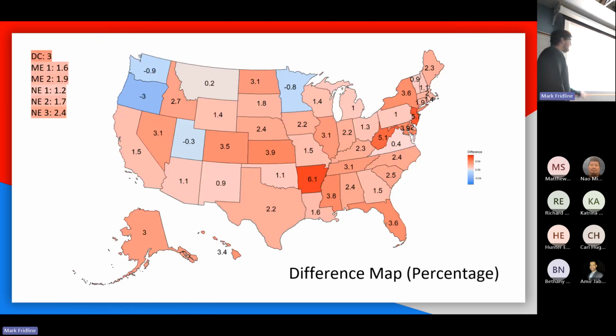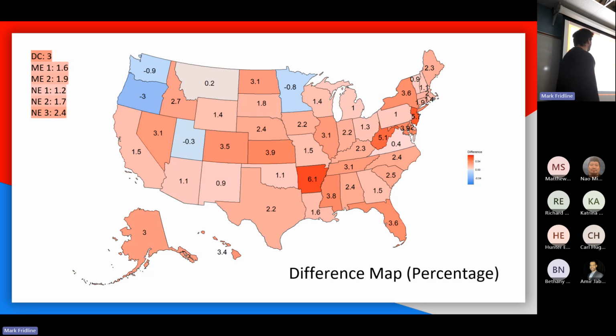Here we have a difference map. So this is going to be the actual results minus the predicted result. Positive values mean that Trump performed better than we predicted, and negative values mean that Trump did worse than we predicted. Notice it's pretty much red across the board, meaning that my model predicted Trump overall to do worse than he ended up doing.